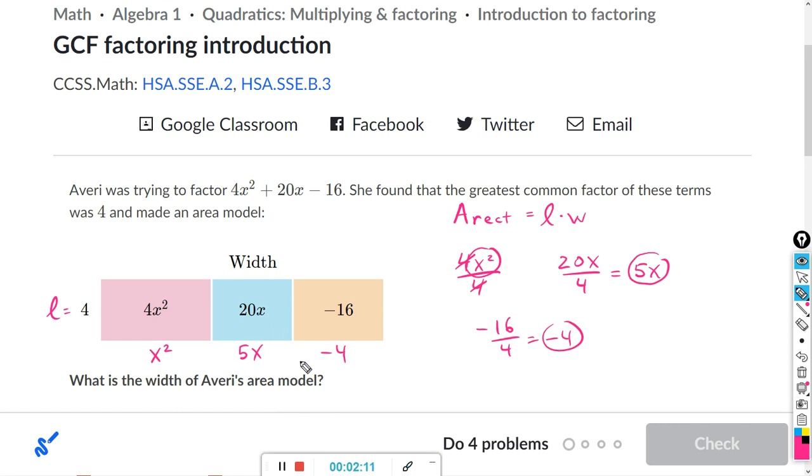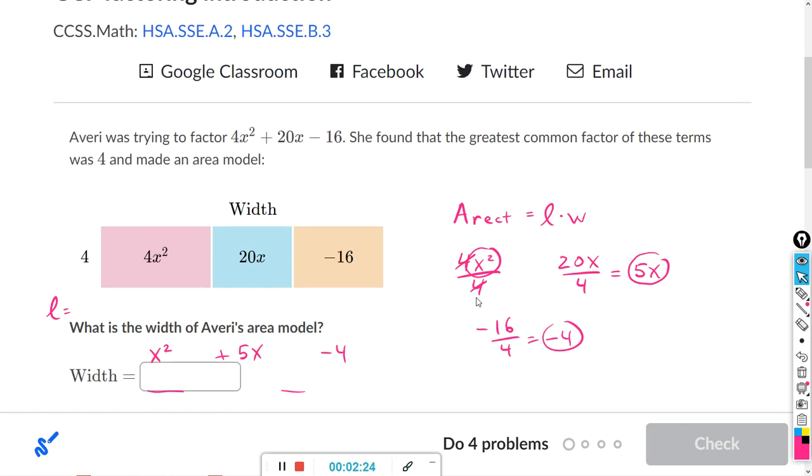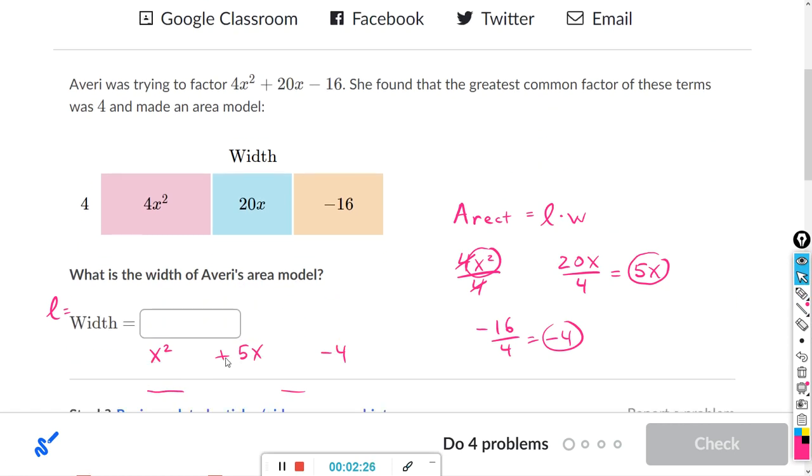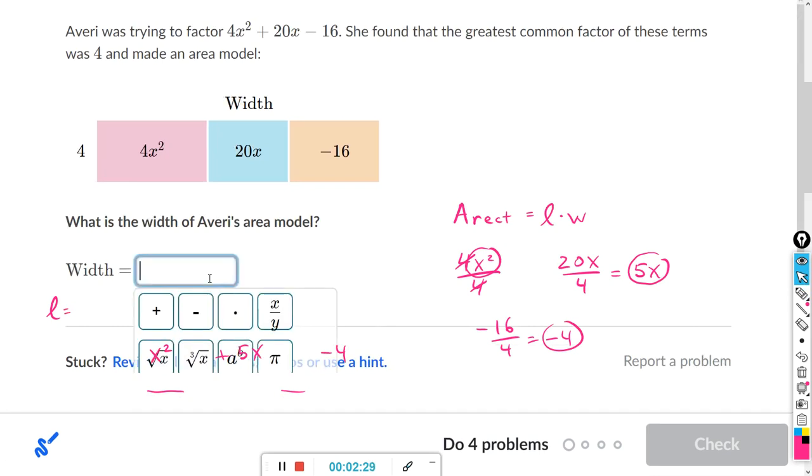Okay, so this is what they're asking. What is the width of the model? So it's just going to be x squared. This is a positive 5x, and this is a negative 4. So you just enter that in the box. X squared plus 5x minus 4.